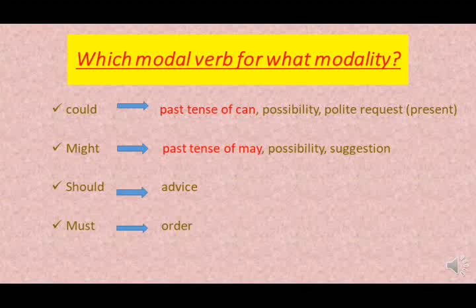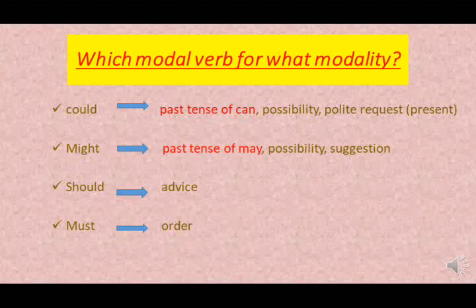Might. Might is the past tense of may, as could is the past tense of can. It also shows the possibility, and it also shows the suggestion. Might shows the possibility in a lesser degree.